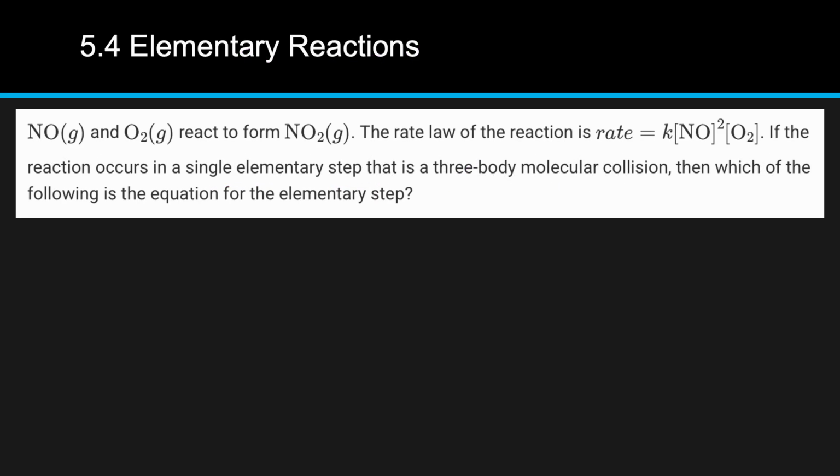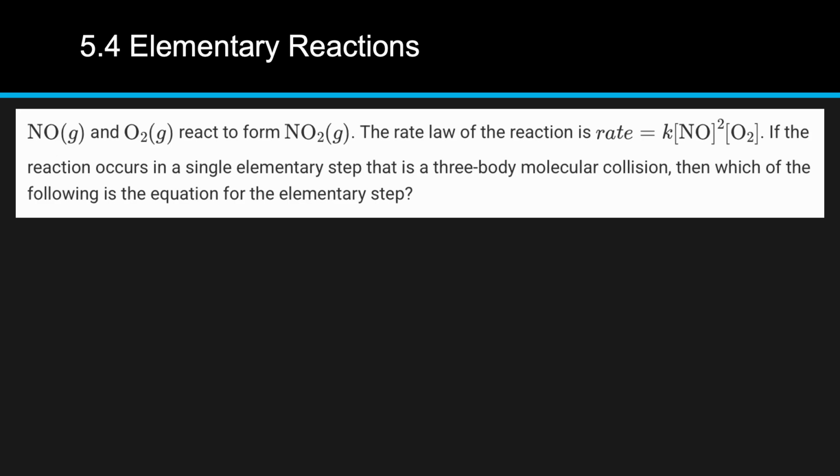And then for our last example, it says NO and O2 react to form NO2. The rate law of the reaction is rate equals k times the concentration of NO squared times the concentration of O2. If the reaction occurs in a single elementary step that is a 3-body molecular collision, then which of the following is the equation for the elementary step? So this is a multiple choice question that I turned into a free response question. So let's go ahead and figure that out.